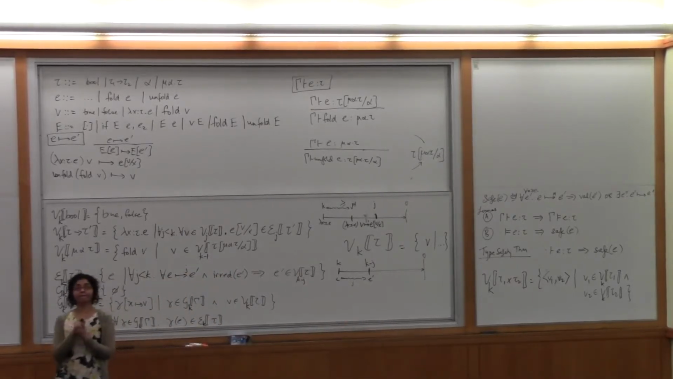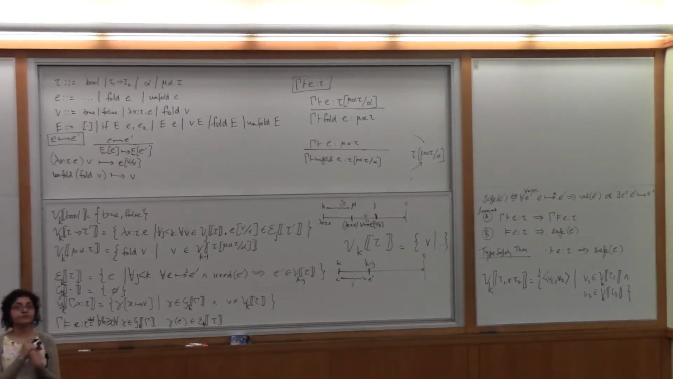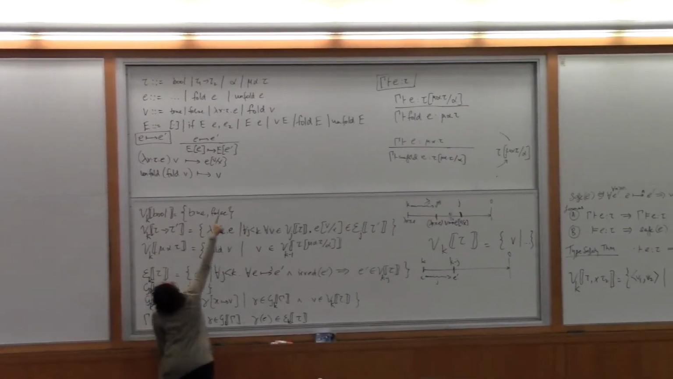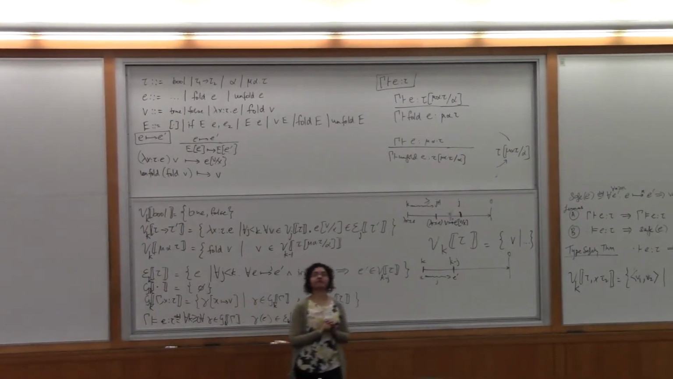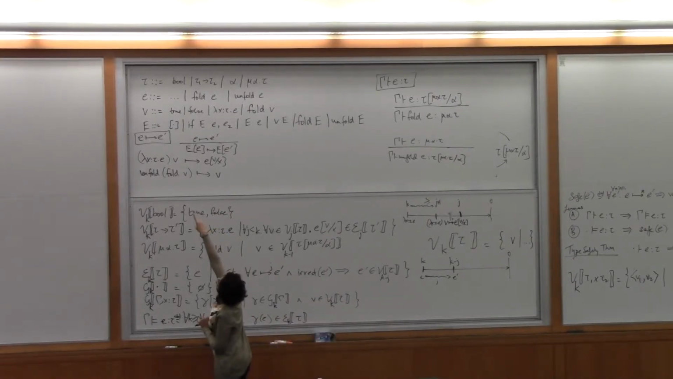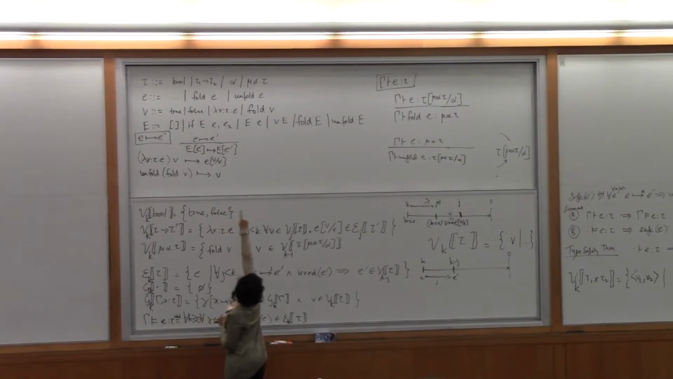It just means that E prime belongs to val if it is in the grammar for values of the language. I was just using it as shorthand for that. So it is of the form, if you look at the grammar for values, true or false or lambda or a fold V.